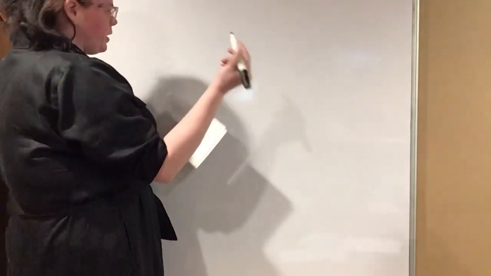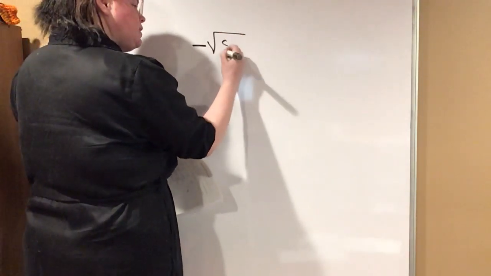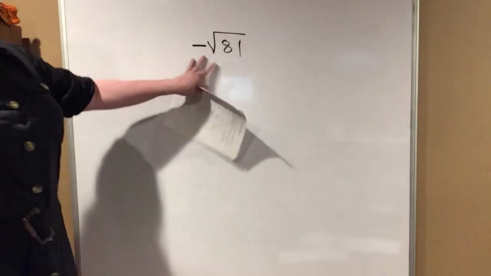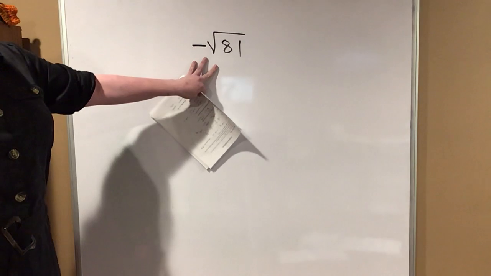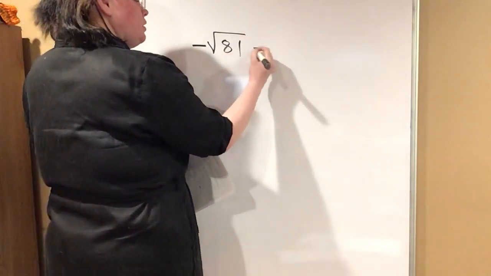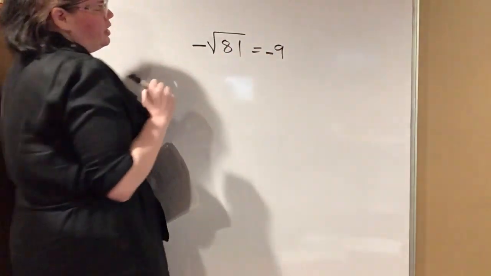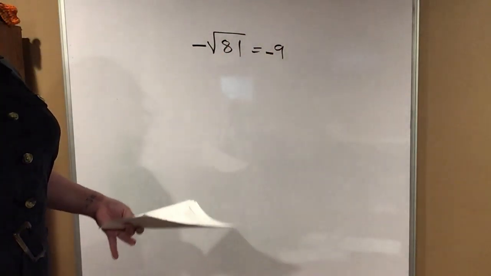But here's the difference. If we're given something like this, this means they only want the negative one. So the square root of 81 is 9, but they only want the negative 9. They don't want the positive one because it's negative 9.